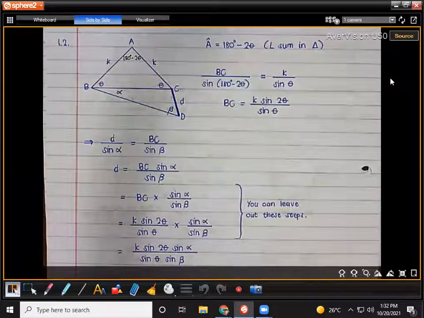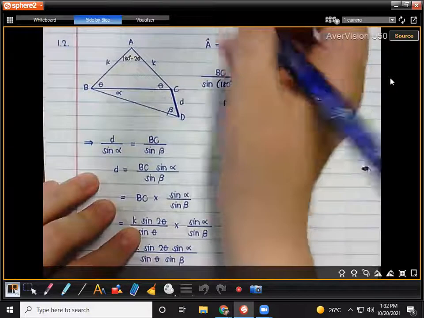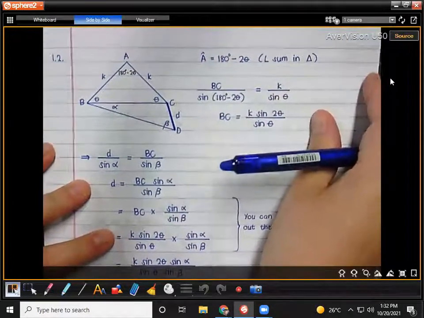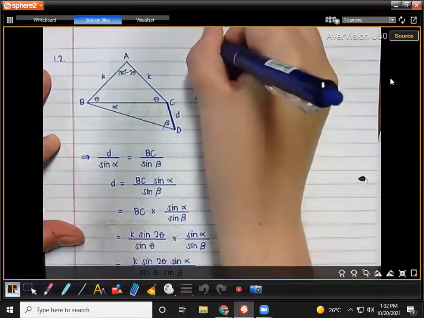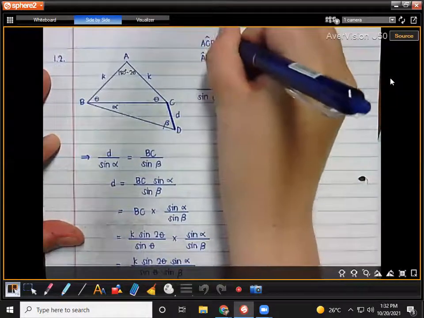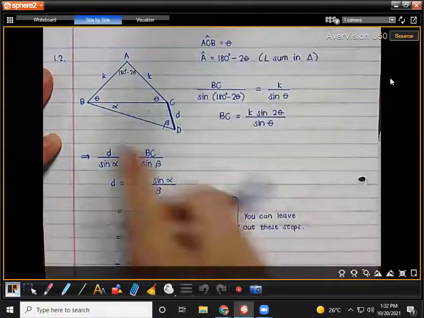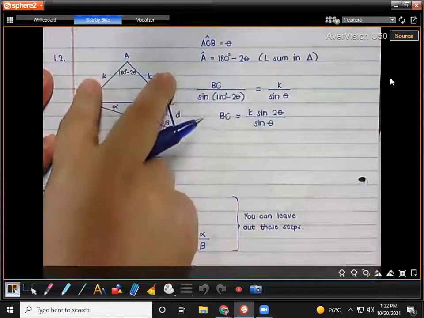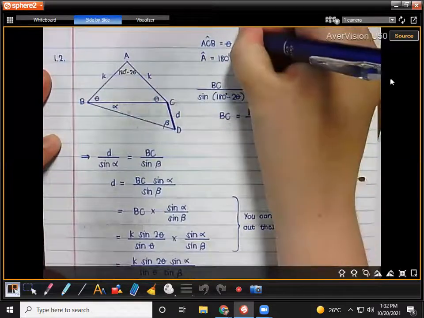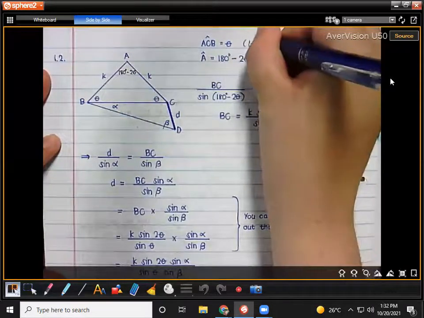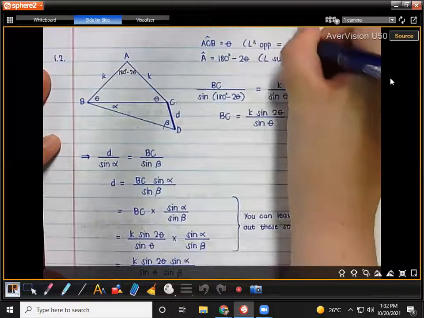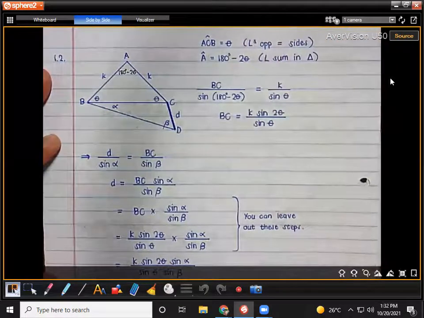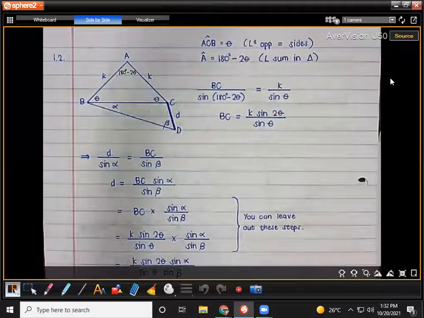B. Okay, so the one at C. Okay, so you must just add in before calculating A. Sorry about that. Angle ACB was equal to theta, and the reason for that is because they told us that both of these are K, right? So you would have to say angles opposite equal sides. Okay, you have to say that first.